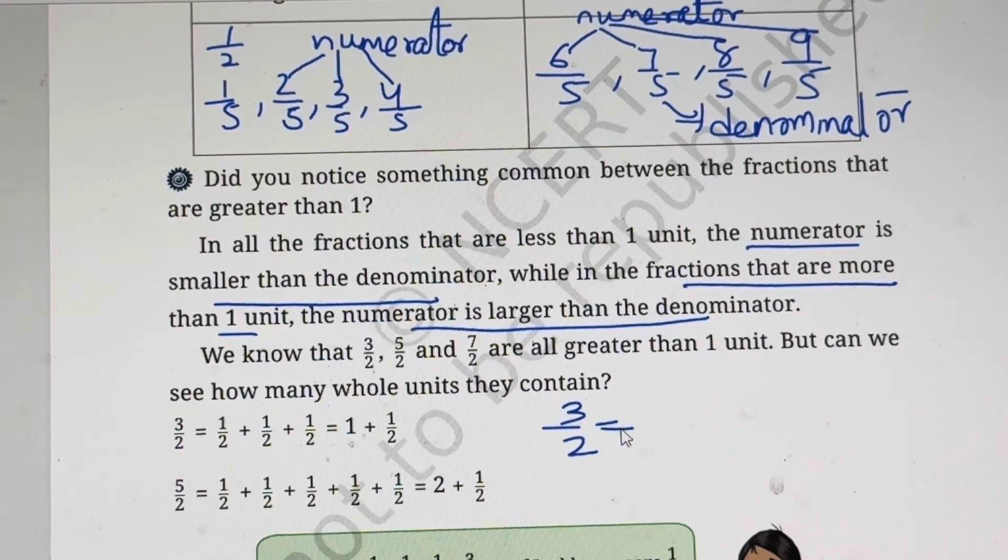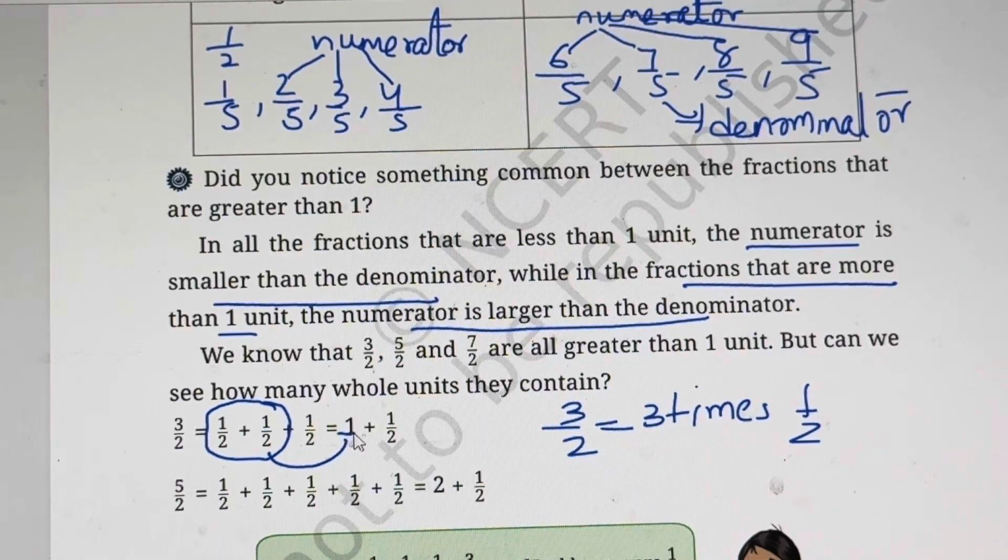3 upon 2 is 3 times half. Half plus half plus half. Now we already learned that half plus half becomes 1. So this is converted into 1, and half remains. So 3 upon 2 is actually 1 plus half. That is 1 and half. You can write it without the plus sign.